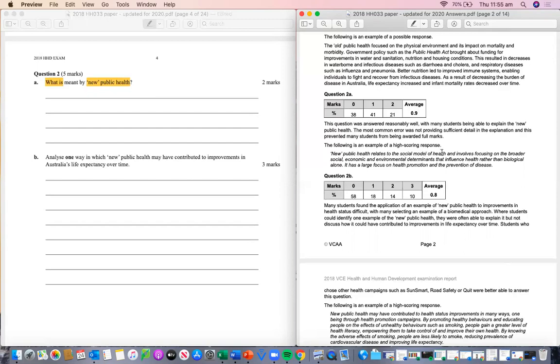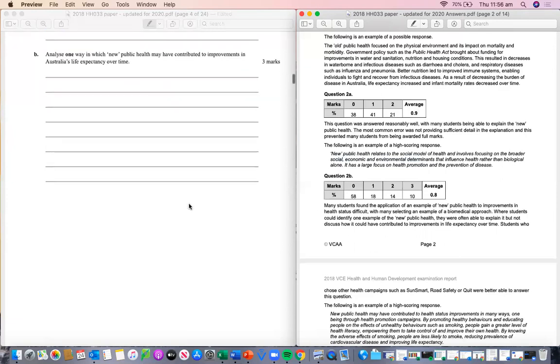So if you refer to it relating back to the social model of health, focusing on broader social, economic, and environmental determinants, you've got a whole variety of things here. Now, the one thing that you don't want to do in this question is bring up old public health, because the question is not asking for the difference between the two. Solely focus on what new public health is. Just to go through that.